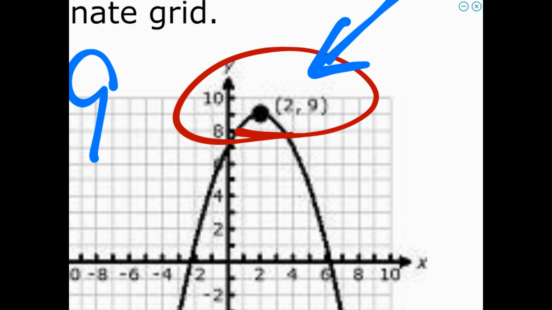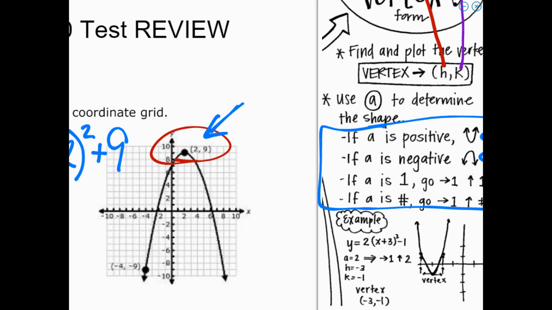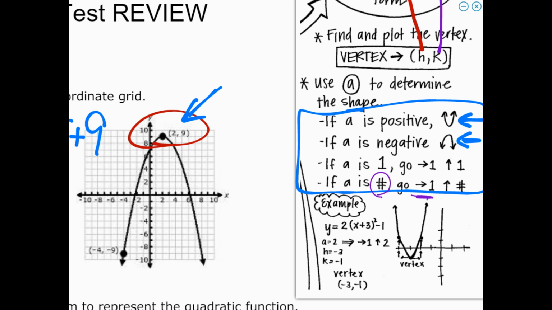Okay. So I zoomed in on this because to figure out the a, what we have to do is go over 1 unit, and then whatever number we change, go up or down, that is the number that is our a.